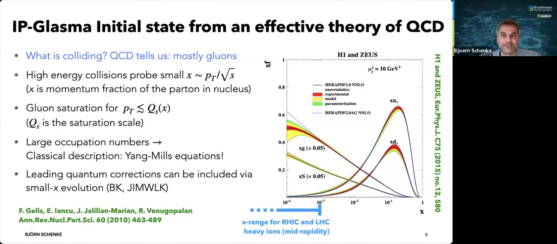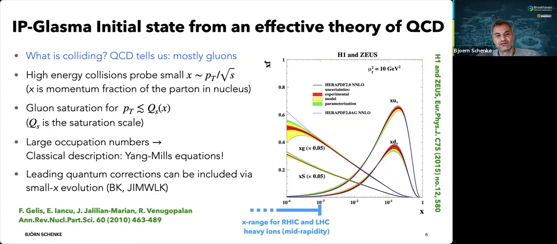Once the probability for merging becomes comparable to the probability for splitting, we get into this nonlinear regime and we have gluon saturation. This happens once the occupation number of gluons is on the order of 1 over alpha_s, the strong coupling constant. And so these are large occupation numbers. And whenever you have a lot of stuff, you can start to ignore quantum effects. So we can have an effective classical description, and that's described by the Yang-Mills equations. So the whole system is described by that.